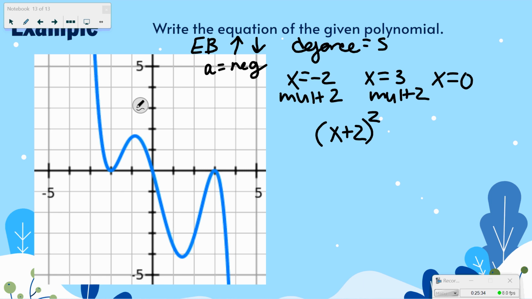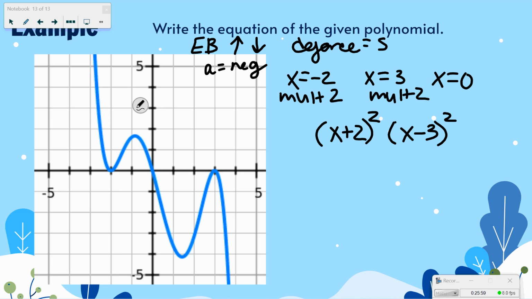So now if I have x equals 3, what's the factor for that? X minus 3 squared. Good job, Evan. How did you know it needed to be squared? Bounce. Yes, there's a bounce, so that's a multiplicity of 2. And what else do I know? X equals 0. What's the factor for that?